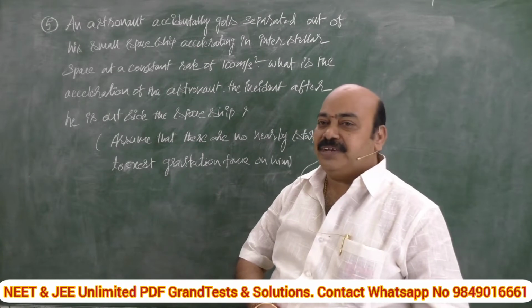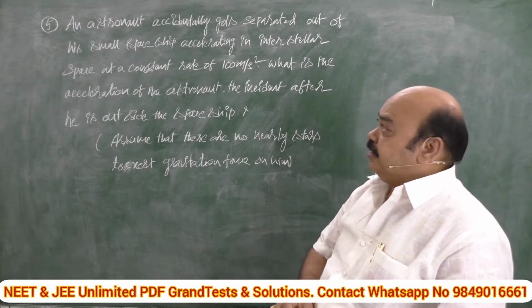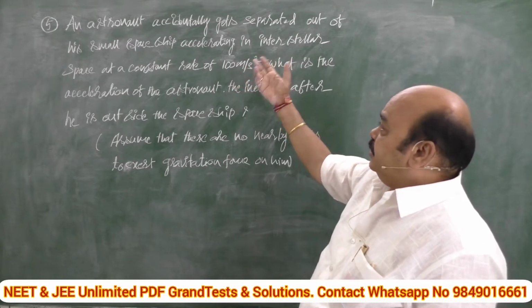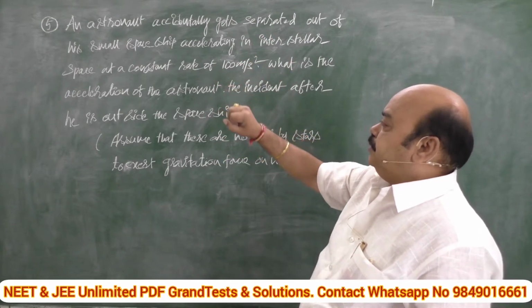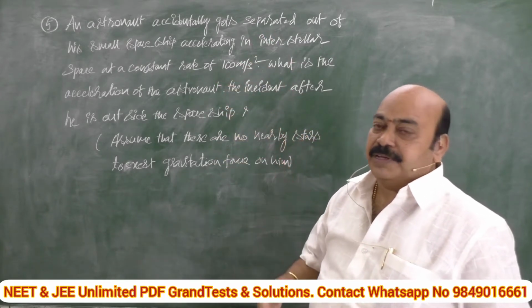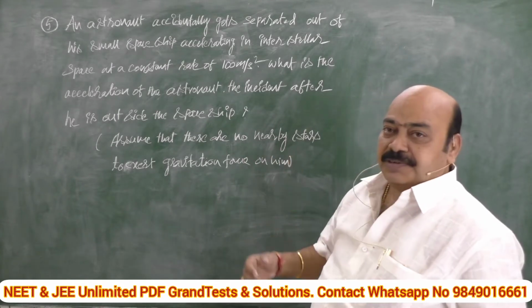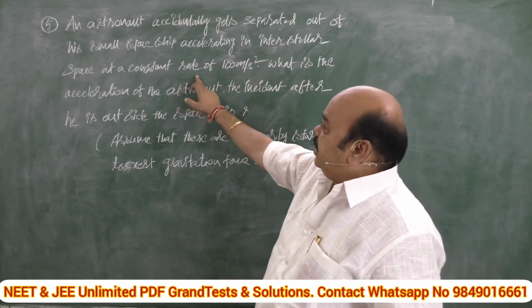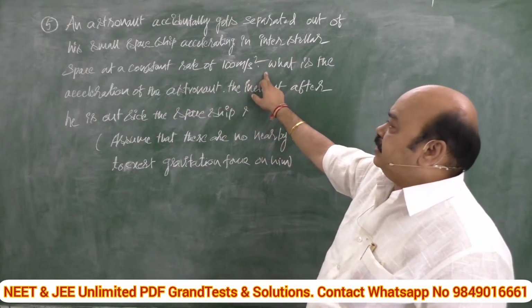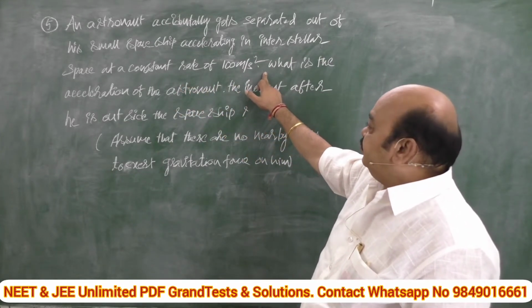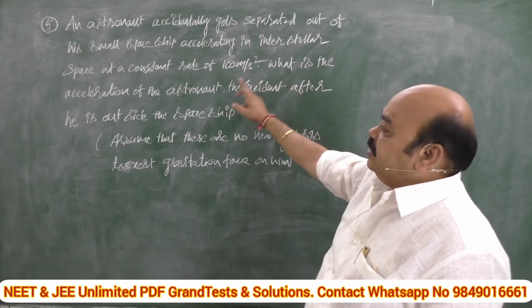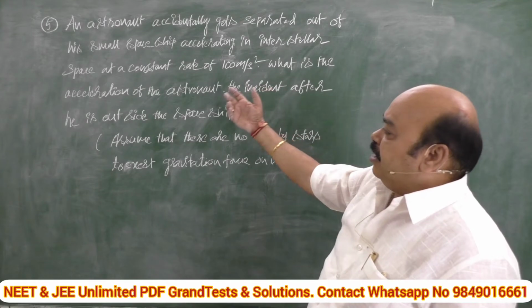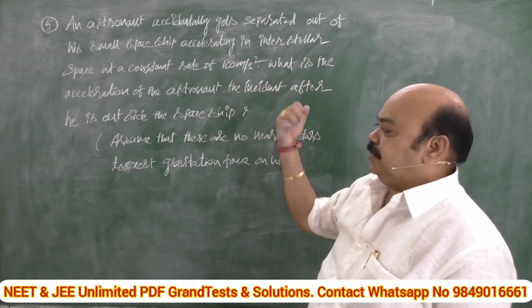So very beautiful question, which is theory related. An astronaut accidentally gets separated from his spaceship. Where will the astronaut be? In space. Whereas he is accelerating at a rate of 100 meter per second square before he bails off. Now, what is the acceleration of the astronaut the instant after he is outside the spaceship?